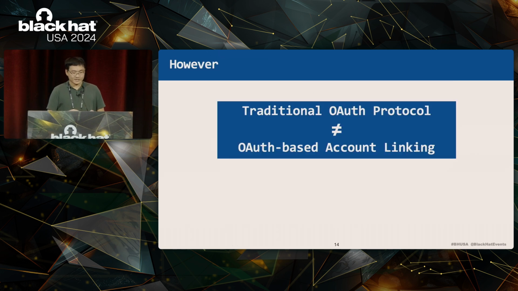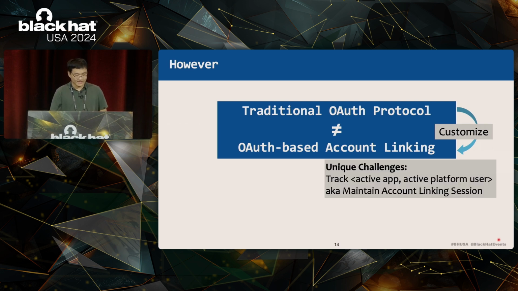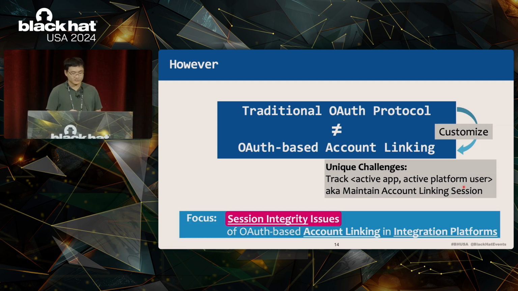So account linking is based on OAuth, but it does not equate with OAuth. There are some unique challenges for account linking that require further customizations to the OAuth protocol. Specifically, the platform needs to coherently track the active app and the active platform user information, or in other words, to maintain an account linking session during account linking. And failure to do so would expose session integrity issues and break account linking. So next, we will go through these issues one by one.